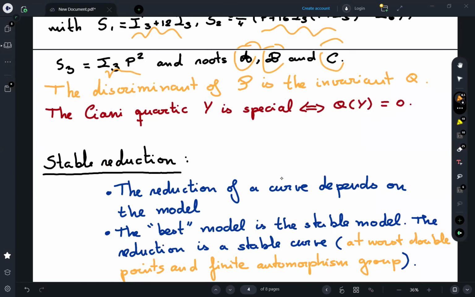Now I have said enough about Ciani quartics. Now you know how they look, and you know that we have invariants for them. I can move to the two things that I want to study about this family. The first one is the stable reduction, that I'm going to introduce now. And the most important one, because the stable reduction we studied in a previous paper, is the conductor. But in order to understand the conductor of the Ciani quartics, we'll need to understand the stable reduction.